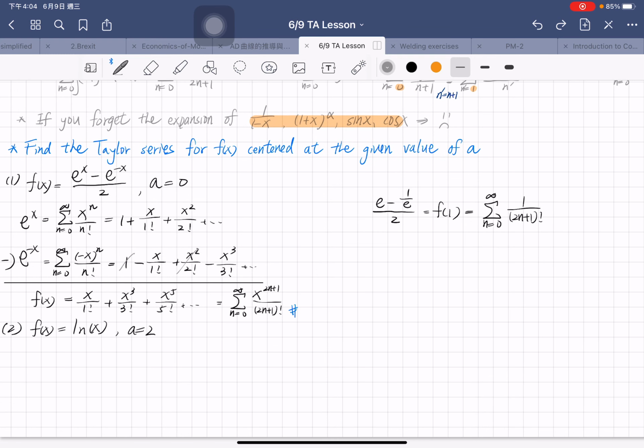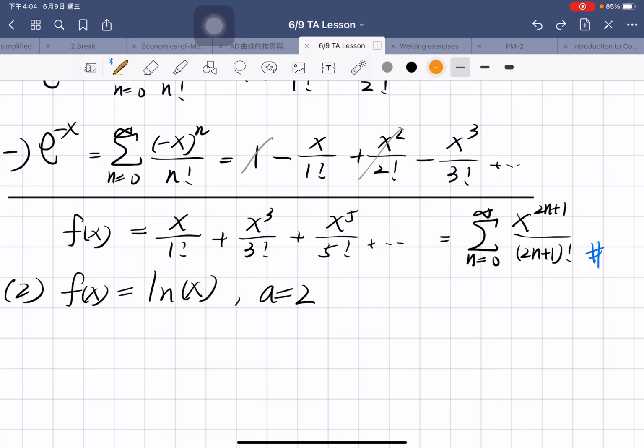The second one will be our f of x equal to ln x, natural log x, and we want to expand it at a equal to 2. You can say we want to make some x minus 2 term in the solution. So our f of x equals natural log x, because we want x minus 2, so we change it to x minus 2 plus 2.